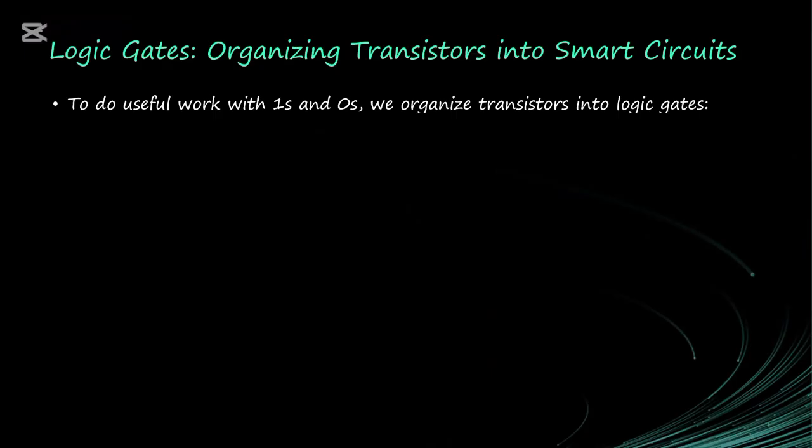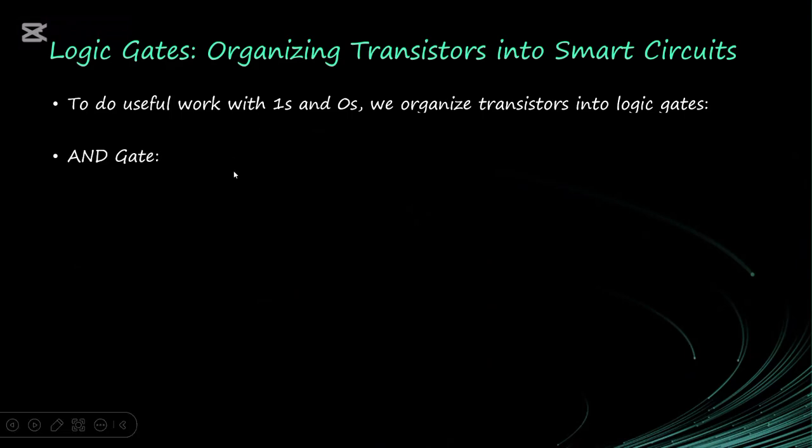To do useful work with ones and zeros, we organize our transistors into logic gates. It is the logic gates that do the computation in your system. When you say 1 plus 1, down in the system, it is the logic gates that perform that arithmetic. Your CPU is built with logic gates. Okay, so transistors put together give us logic gates.